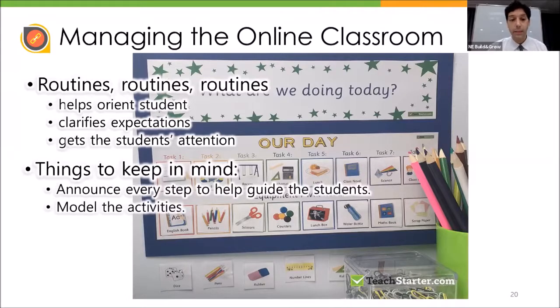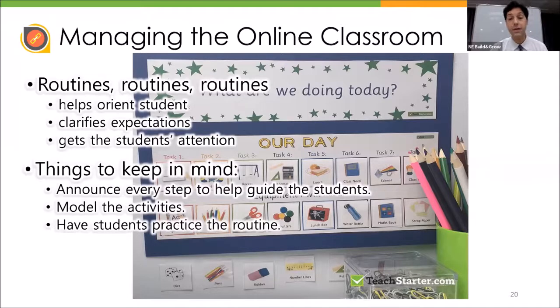Another important thing to keep in mind is that you should always, always, always model the activities before you do them, especially with young learners who are learning phonics. A lot of times our students are not native speakers of English. So when we explain what the activities are going to involve, we have to be really conscious of how we are modeling it for them so that they understand what we want them to do.